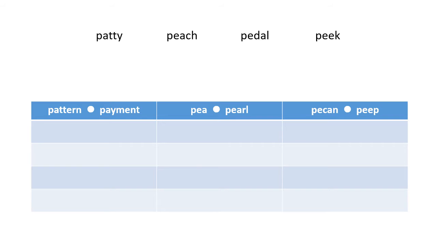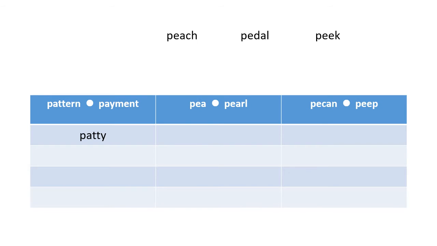Well, patty is P-A-T-T-Y. Do you notice a column that starts with P-A-T-T? Column 1. Patty is going to go in column 1. Peach is my next word. Do you notice a guide word that has the letters P-E-A? Right, column 2 has P and pearl. Is peach going to fit in there? Yes. Because although pearl is also P-E-A, it has an R as the next letter. Well, the next letter in peach is a C, so it would fit in between P and pearl.